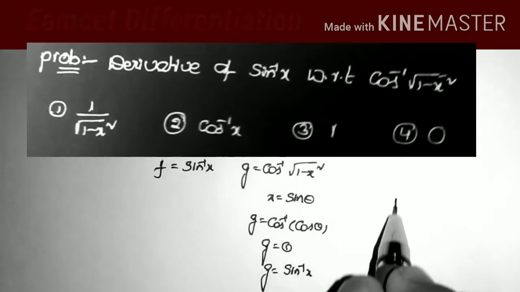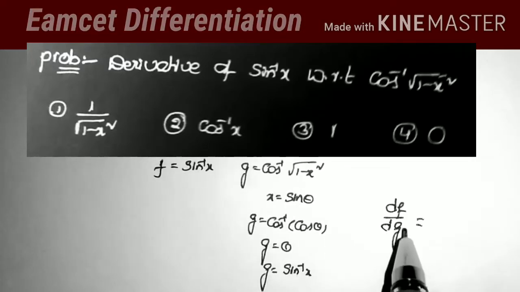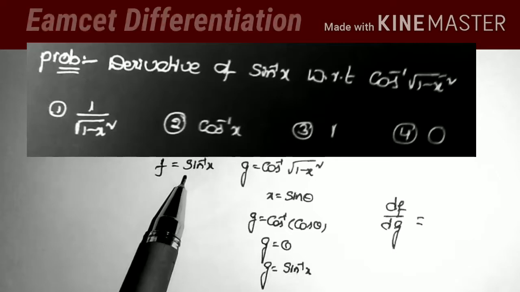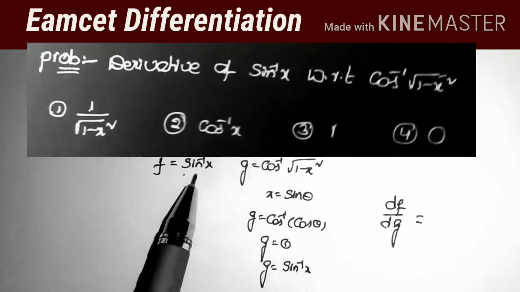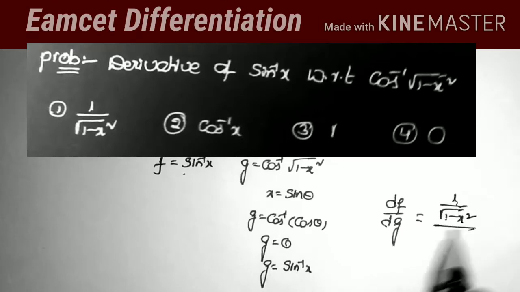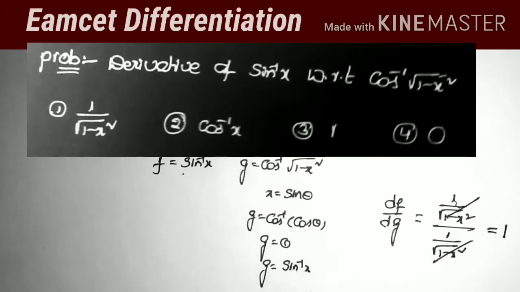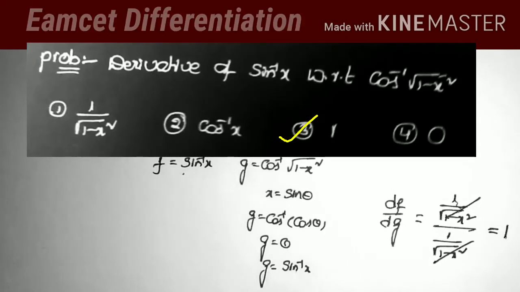The derivative of sin inverse x with respect to cos inverse of root 1 minus x square is nothing but df by dg, that is, the first function derivative by the second function derivative. The first function derivative is equal to 1 by square root of 1 minus x square. The second function derivative is equal to 1 by square root of 1 minus x square. Both are cancelled. So the answer is equal to 1. That is the third option.